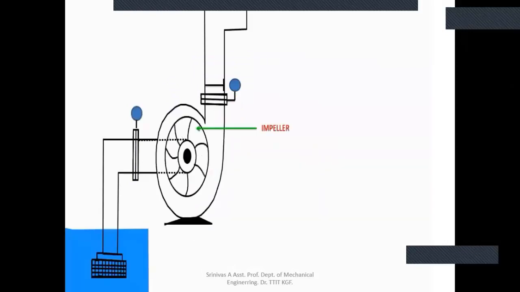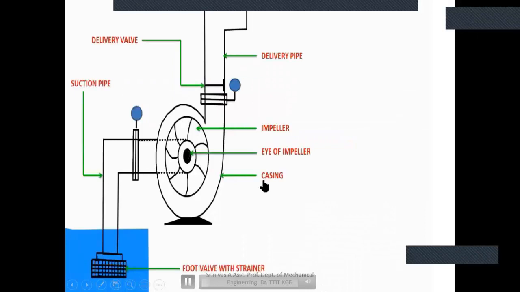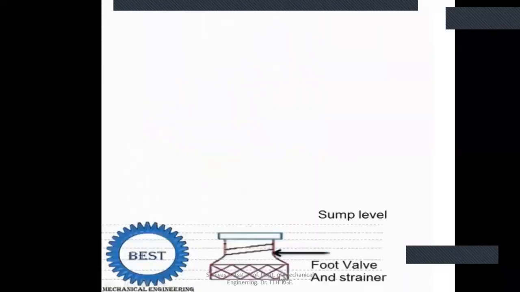First one is the impeller. The impeller is the main part of the centrifugal pump, and then the eye of the impeller, which is also known as the inlet of the pump. And next one is the casing, and next is the foot valve with the strainer, the sump and the suction pipe, then the vacuum gauge and the delivery pipe, the pressure gauge, and then the delivery. This is how the construction parts, the different main parts of the centrifugal pump, are arranged. Then we will go one by one: what are the main parts and what is the application of each?